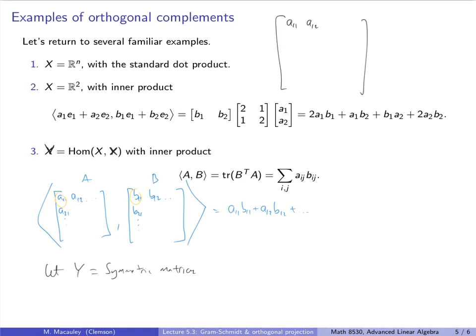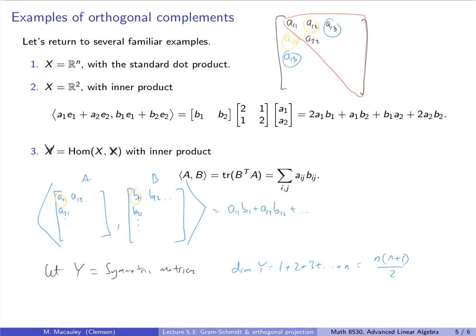A12 can be anything. A22 can be anything. A13 can be anything. But these things strictly above the diagonal force the things below the diagonal. So the 2-1 entry has to be A12. So these have to be the same. The 3-1 entry has to be A13. So these have to be the same, and so forth. So what we get is we have free choice for everything up here, and then everything below that is forced. So the dimension of y is 1 plus 2 plus 3 plus all the way up to n, which is n times n plus 1 over 2.